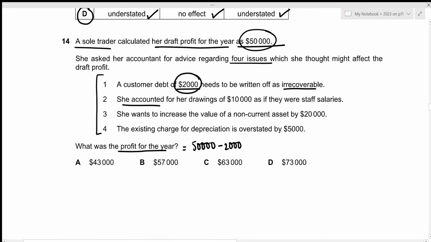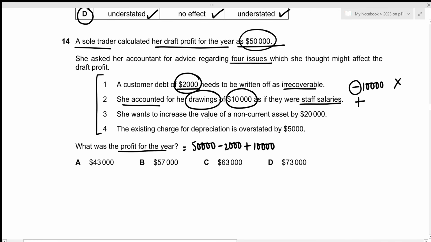Then she accounted for her drawings of 10,000 as if they were staff salaries. Remember that drawings will be adjusted within the capital account in the statement of financial position, not within the statement of profit or loss, which means that this 10,000 should not have been recorded within the statement of profit or loss, but they were treated as staff salaries. And by treating it as staff salaries, it just means that the 10,000 was subtracted while calculating our draft profit, but that's incorrect. So now we have to reverse this entry, and the reversal of a negative is just adding the same amount. So we just have to add 10,000.